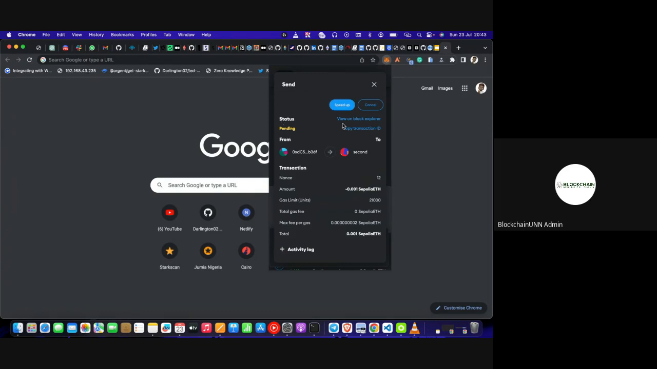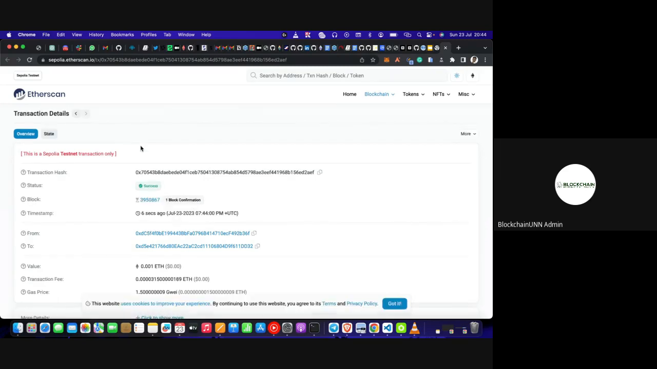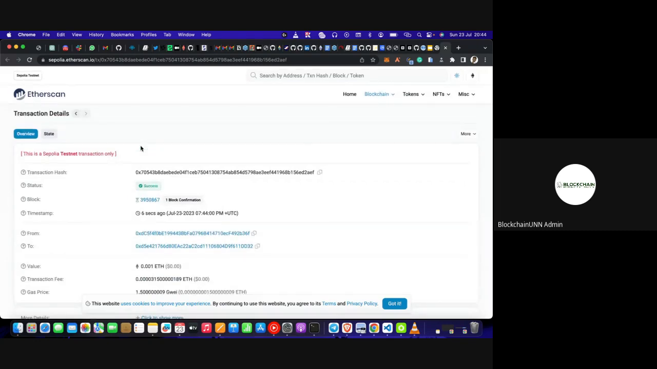Now, we can view this transaction on a block explorer. A block explorer is a place where you can view every single transaction that is going on, or that has gone on, or that has been executed on the Ethereum blockchain. For Ethereum, we have what we call Etherscan. Etherscan is a block explorer for Ethereum where you can find every single transaction that goes on the chain.